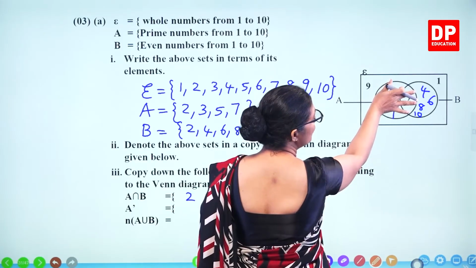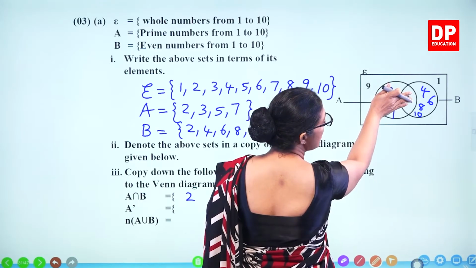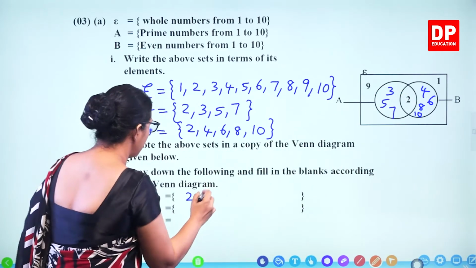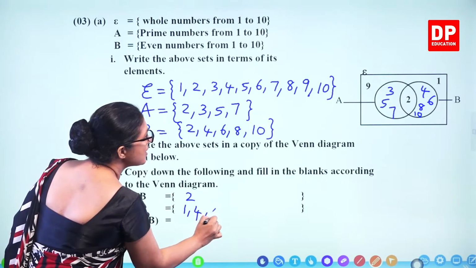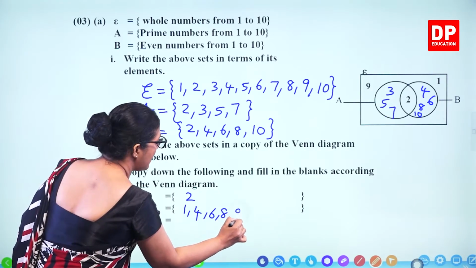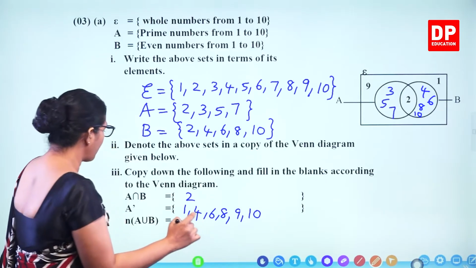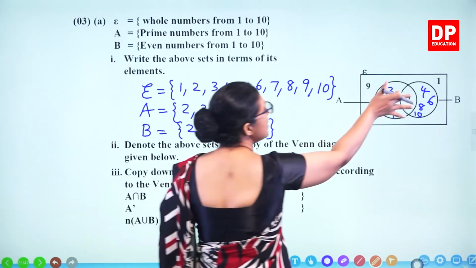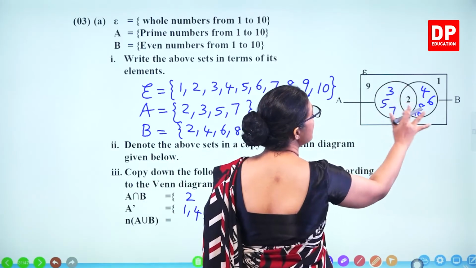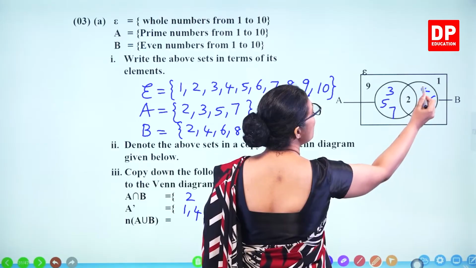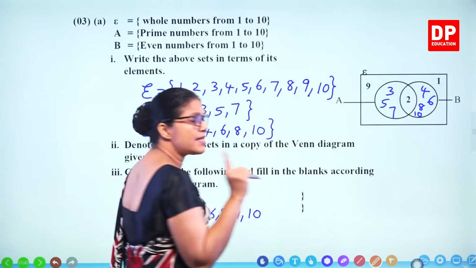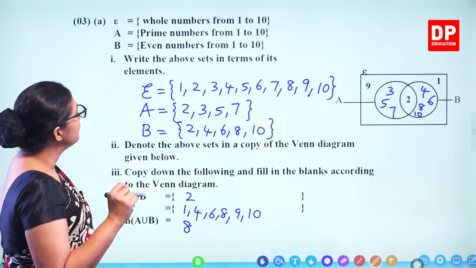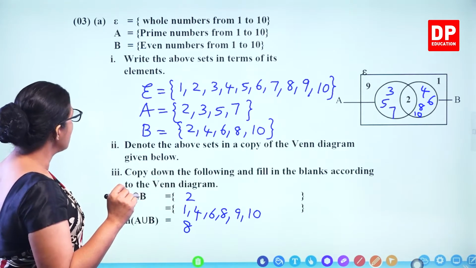Outside A, you close the A circle and see what the outside numbers are: 1, 4, 6, 8, 9, 10. Number of elements in the union. A union B means this circle inside: 1, 2, 3, 4, 5, 6, 7, 8. 8 elements are there. Number of elements is 8. So that's the first part.